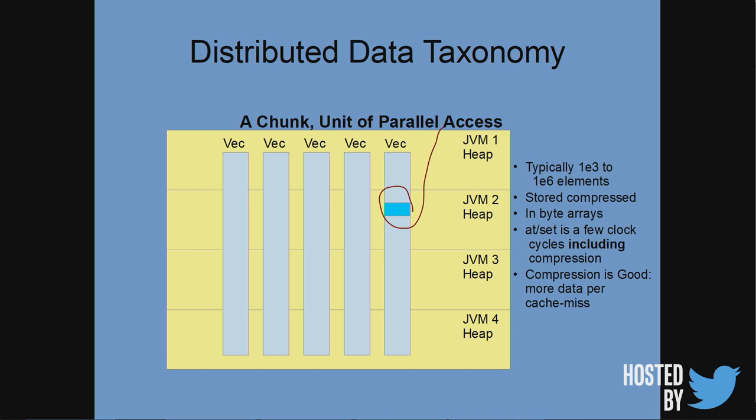Within a vector, it's chunked, which is broken up into between 1,000 and a million elements, depending on the compression ratio. And it's stored in byte arrays and held in the heap in that way. That means getting data out has to call a function. It's not an array access. It's actually a function, at and set, and that does the decompression and compression going back in. The compression might add some overhead, but typically you're memory bandwidth bound and you're drowning in extra x86 cycles to do work, so the decompression is basically entirely free.